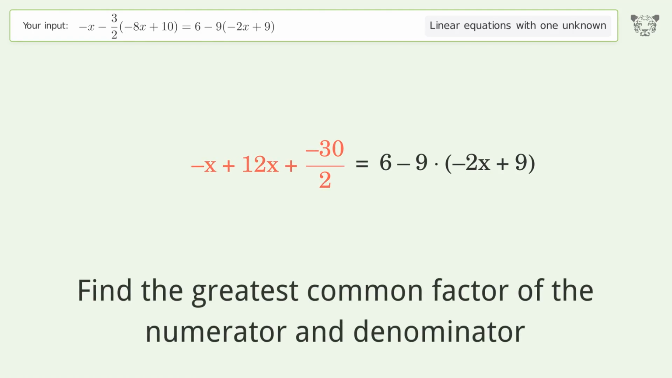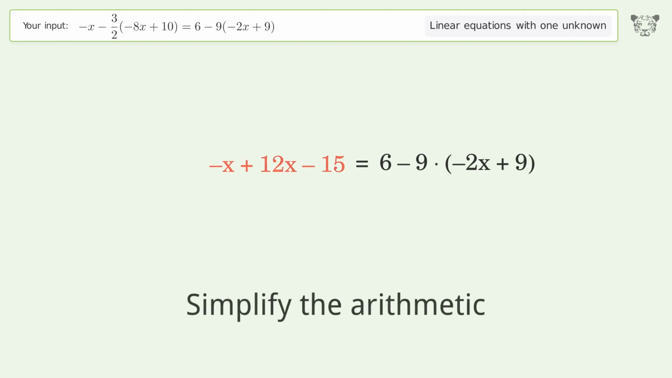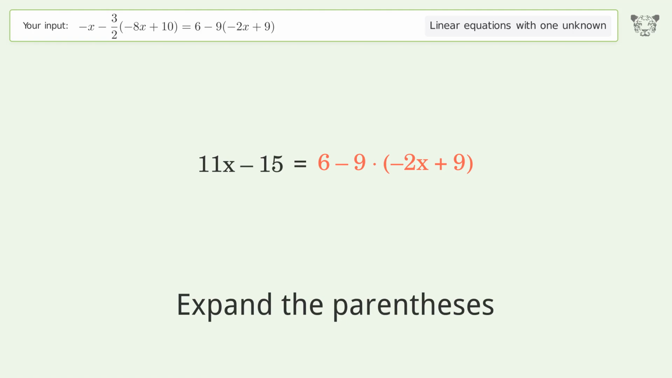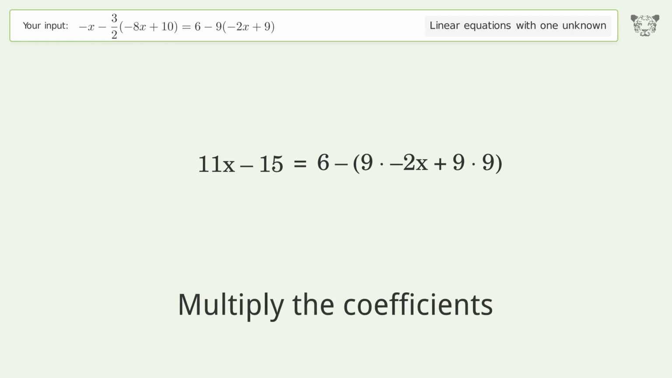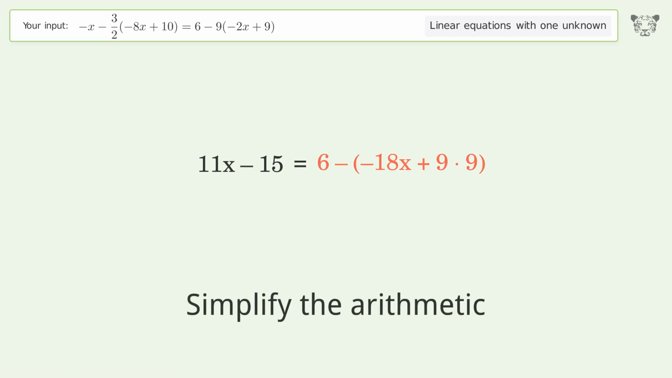Find the greatest common factor of the numerator and denominator. Factor out and cancel the greatest common factor. Simplify the arithmetic. Expand the parentheses. Multiply the coefficients. Simplify the arithmetic.